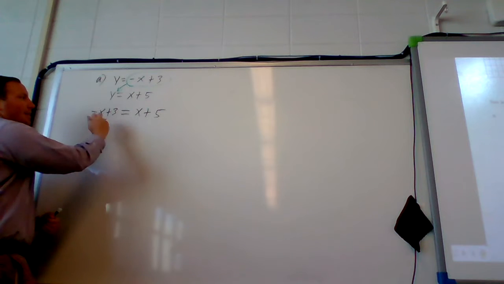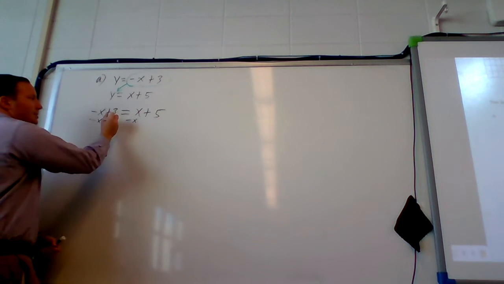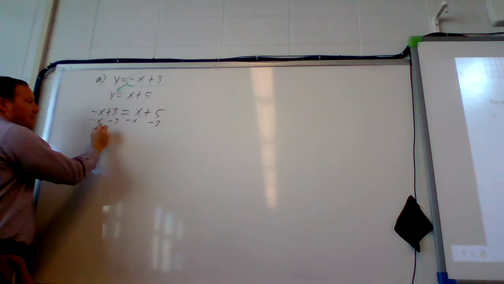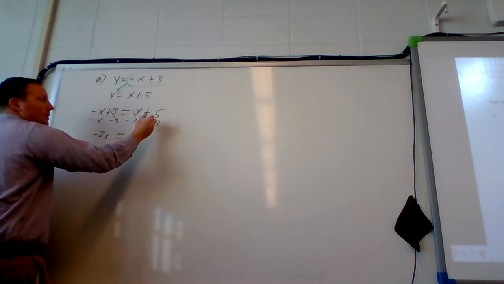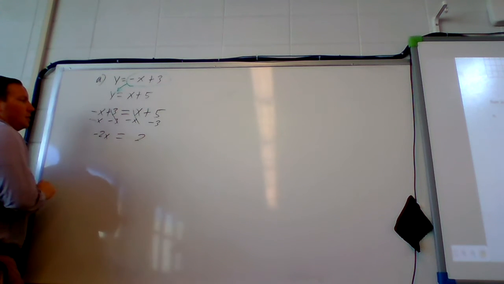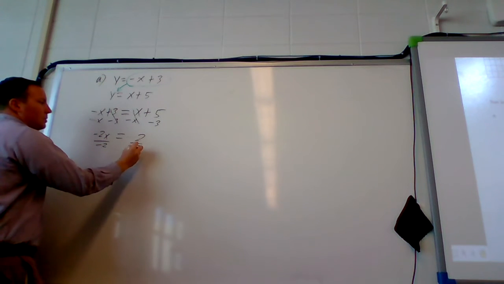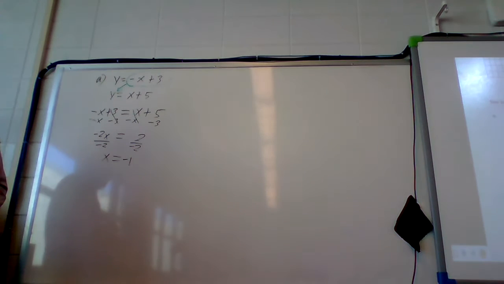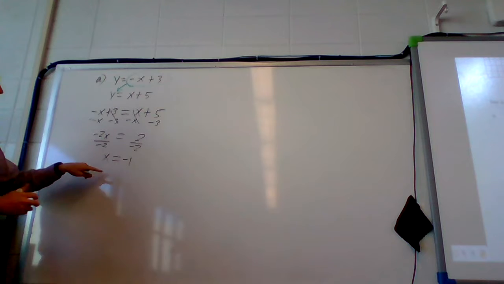So if I bring my x's to one side, so subtract x over, and I move my constants to the other side, I now have a negative 2x on the left side is equal to 5 minus 3, which is a positive 2. So then negative 2x is equal to 2, divide by negative 2, we get x is equal to negative 1. Okay. I now have one of my variables solved for.